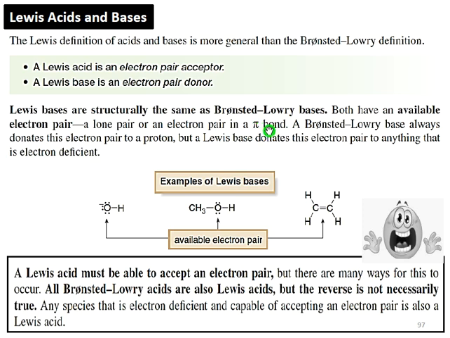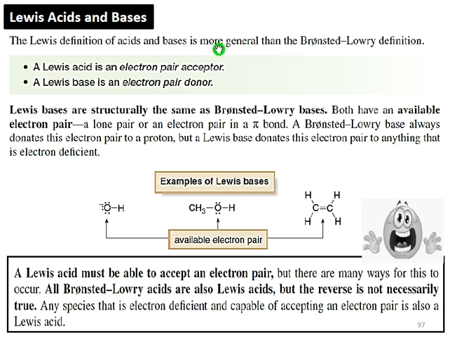Okay, and the Bronsted-Lowry base always donates this electron pair to a proton. If you remember, the Bronsted gives the lone pair of electrons to the proton. The lone pair of electrons attacks the proton. But the Lewis base donates this electron pair to anything that is electron deficient. For this reason, we said here anything that's electron deficient. For this reason, it will be more general.